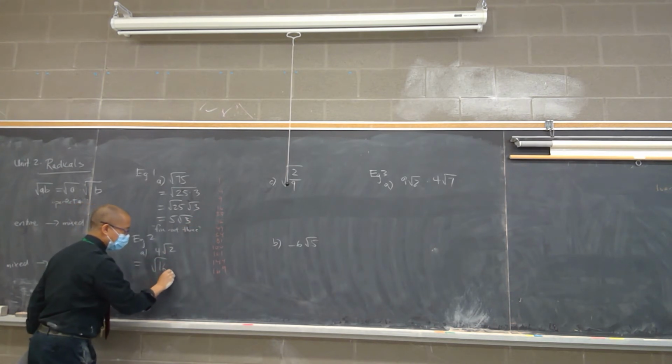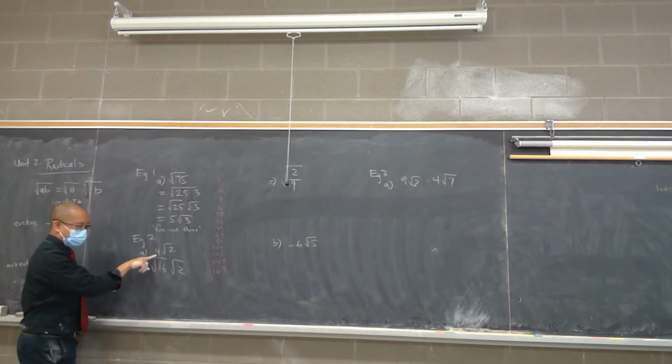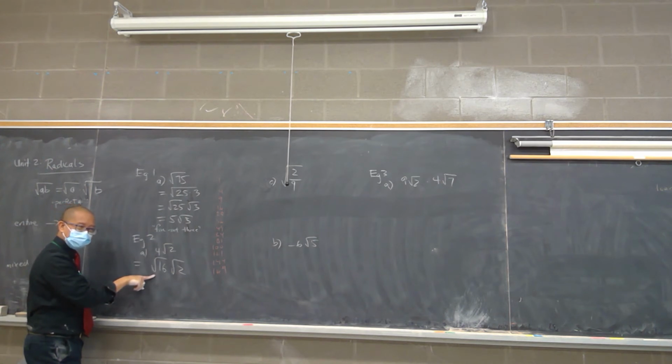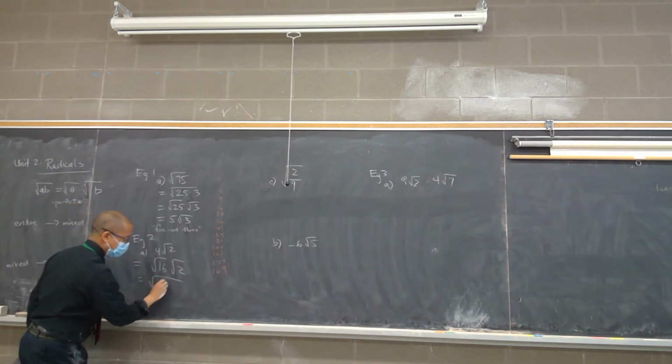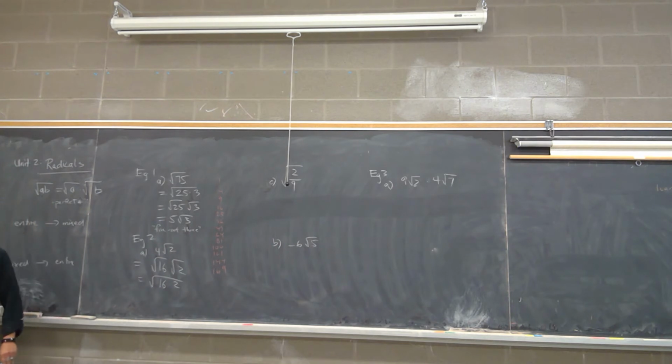So notice what I'm doing, ladies and gentlemen. I'm just going backwards. 4 is the same thing as square root of 16. Go this slowly. 16 times 2. I apologize if I was in your way. 16 times 2. Can anyone do that in your head? Athena? 32.